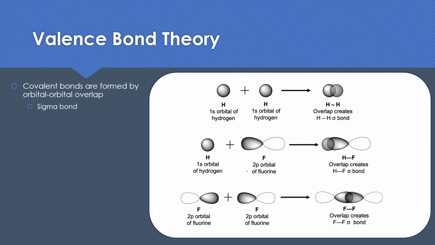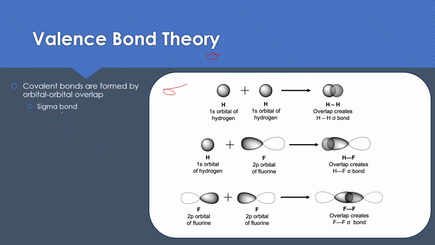Great, fluorine, fluorine. These bonds that are created by an orbital headlong overlap are called sigma bonds. We indicate them with the lowercase sigma. That's a terrible sigma, something like that. It's an O with a top hat.